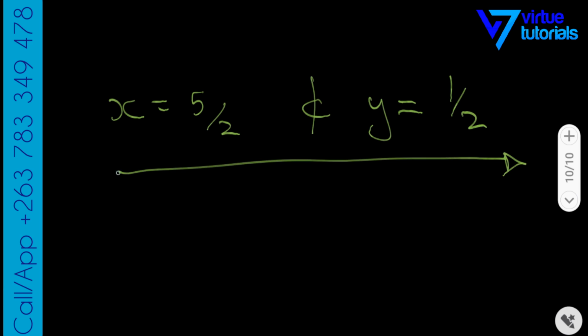That's how you solve your simultaneous equations using the elimination method. In the next lesson, we're moving on to the substitution method.